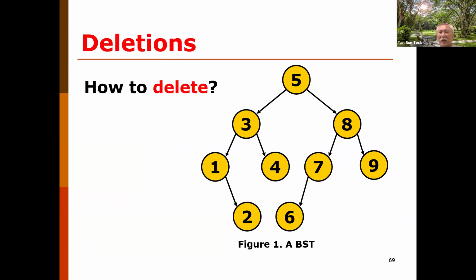Insertion and searching are very simple. You just follow the BST property. Greater you go to the right, smaller you go to the left. But now when you delete, you have to be careful, okay? Because you can delete a node that has 2 children. And then which one do you put on top in order to preserve the BST property?